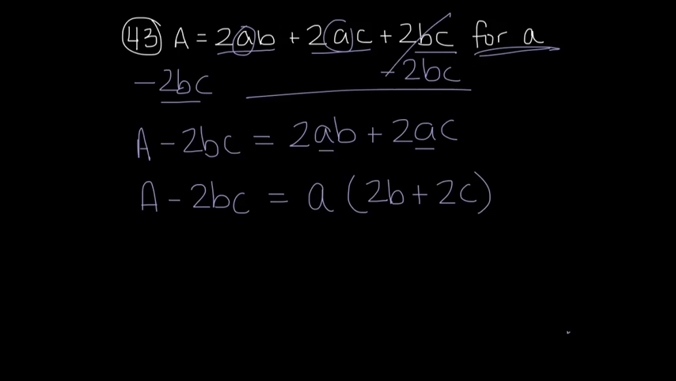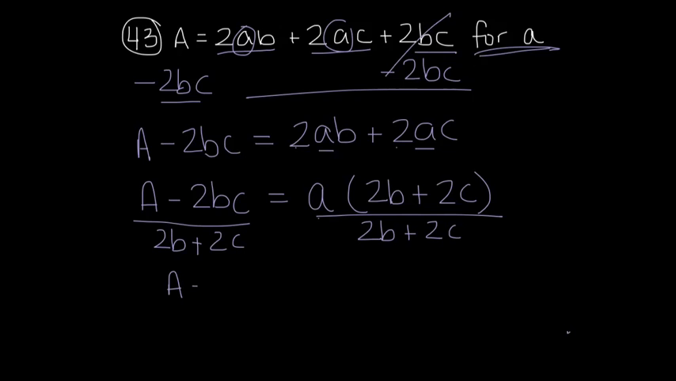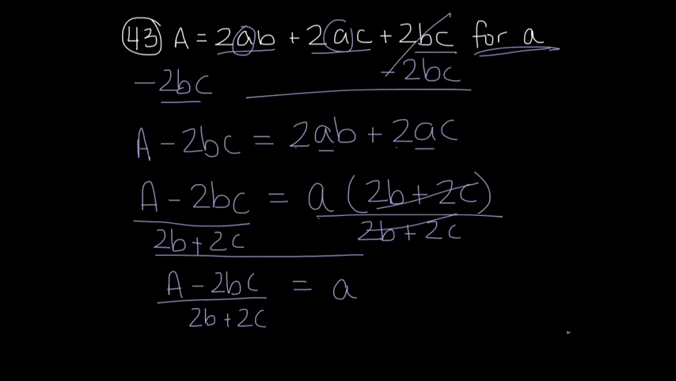Even though they also had a common factor of 2, I'm not going to pull that 2 out. I'm only interested in pulling out the variable that I'm solving for. That's what I'm trying to get by itself. Now, the only reason it's not by itself is because we're multiplying by this quantity, 2b plus 2c. I will divide both sides by 2b plus 2c. On the left, not much more I can do with that. Over 2b plus 2c. Over here, those quantities cancel, and I'm left with the variable that I'm solving for, which is that little a.